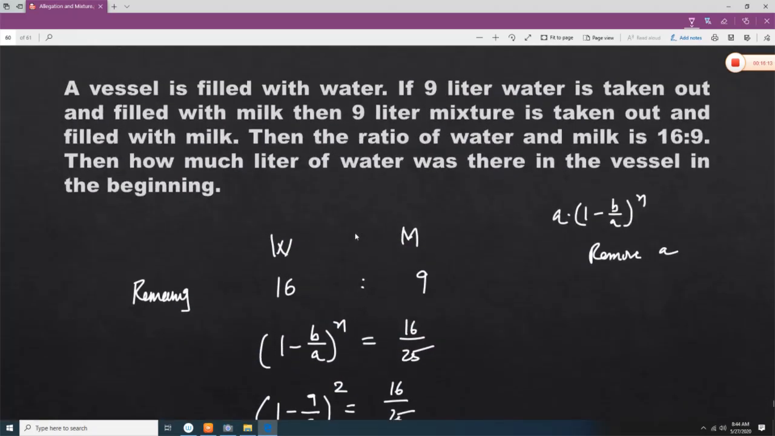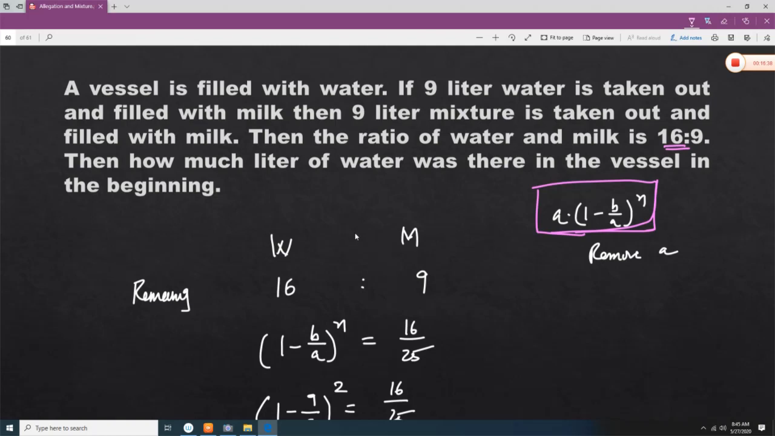A vessel is filled with water. If 9 liters of water is taken out and filled with milk, then 9 liters of mixture is taken out and filled with milk, then the ratio of water and milk is 16:9. Then how many liters of water were there in the vessel? Remember, if we are taking out anything and repeating that process, then we need to apply this equation.